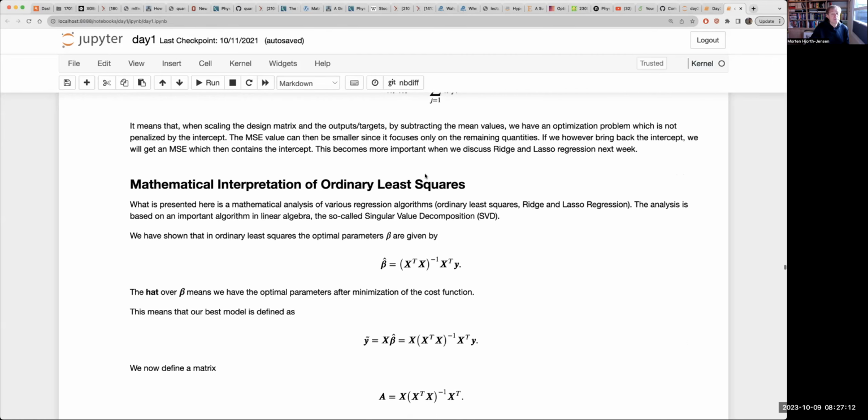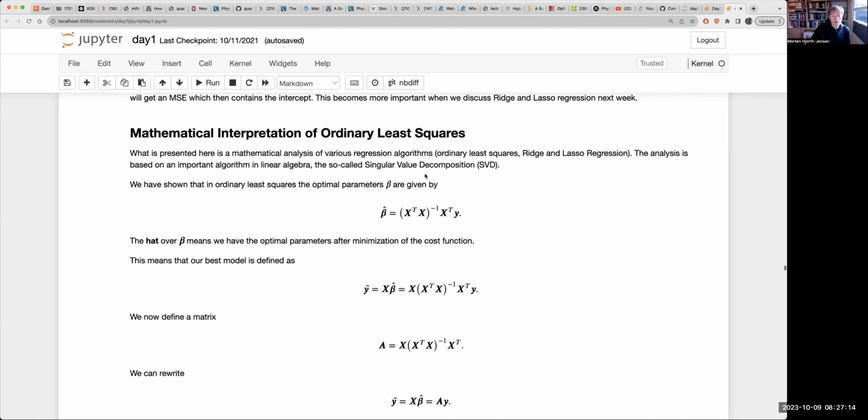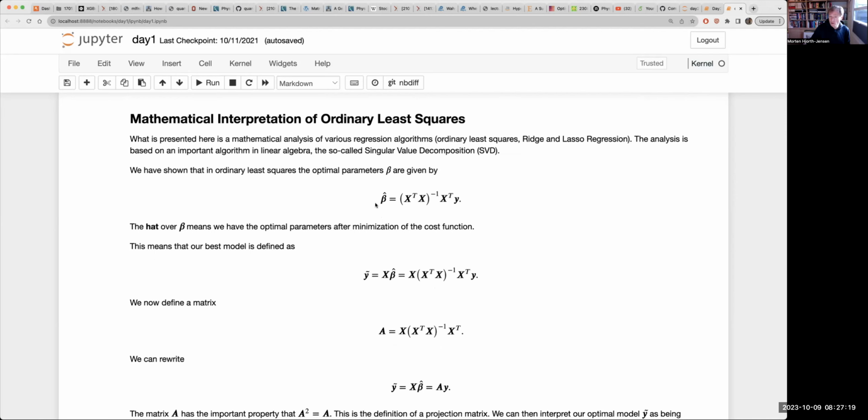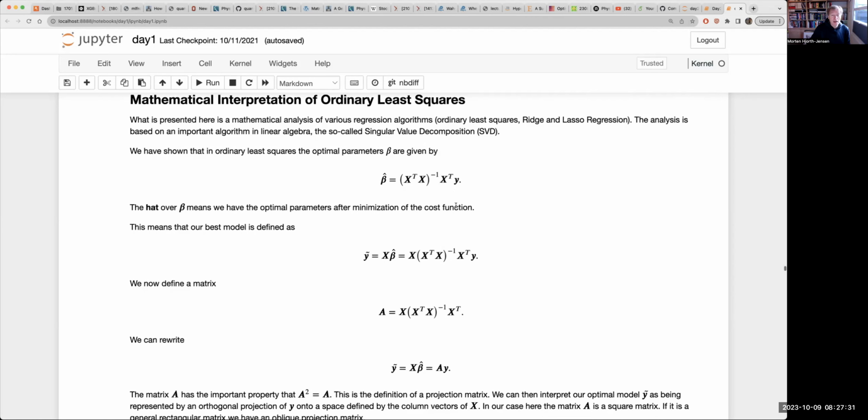Now, one of the things which we also discussed last week was the mathematical interpretation of ordinary least squares. We found that the optimal parameters are given by this matrix inversion problem times the design matrix transpose times the output vector y. And the model which we designed is then given by this design matrix times the optimal parameters which we have found. So this is the optimal model which hopefully reproduces our data here.